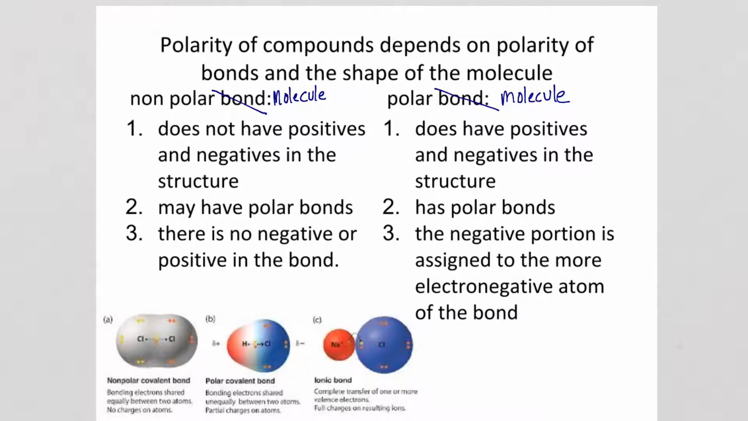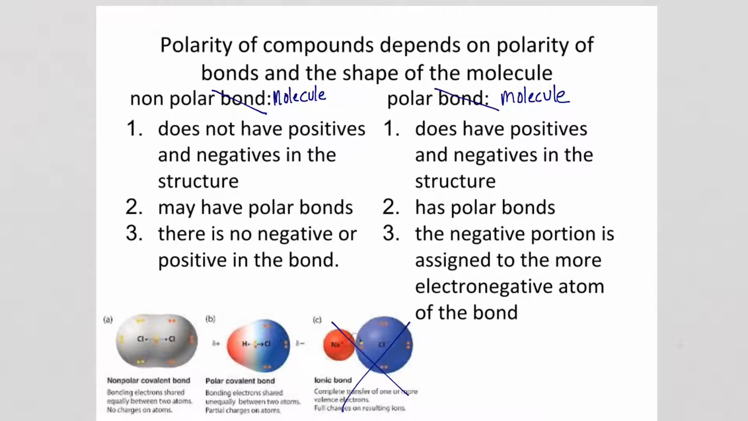So polarity depends upon two things: the polarity of the bonds and the shape of the molecule. We've talked about the polarity of the bonds a little bit and the shape of the molecule a little bit. Now we're just putting them together. So I put the examples of nonpolar, polar, and then again ionic bonds, not very useful for this, but it all comes in the same category.